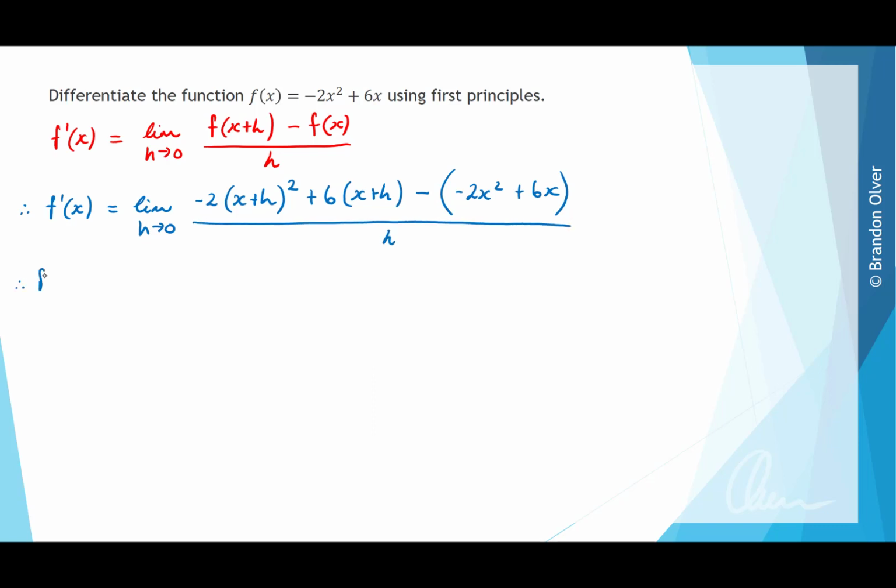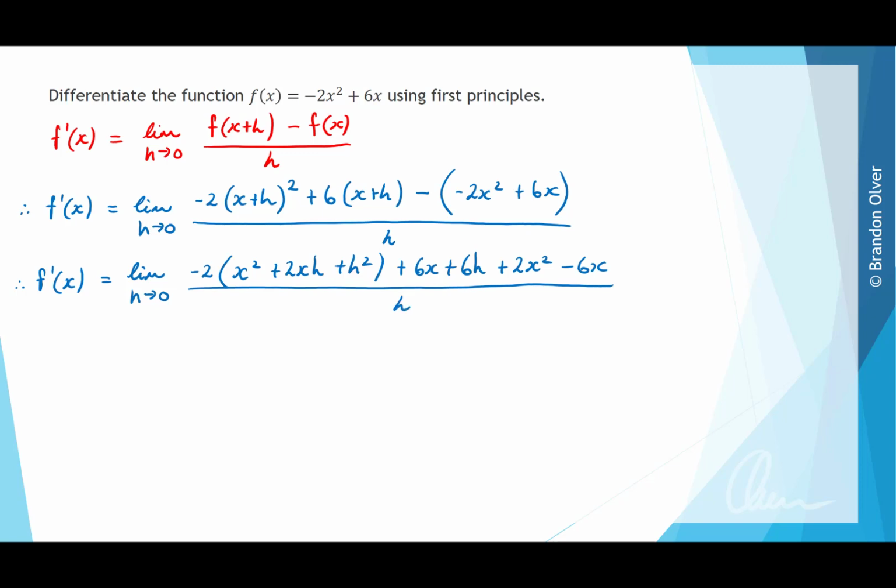So on our next line of working, we'll find that f dashed of x is equal to the limit as h approaches 0. And now we have to expand out this x plus h all squared, so we're going to have minus 2, and then it's going to give x squared plus 2xh plus h squared, plus, and then we expand out the 6x plus 6h, and then we're going to subtract negative 2x squared, so that's going to be positive 2x squared, and then we're going to subtract 6x. And once again, all of that is divided by h.